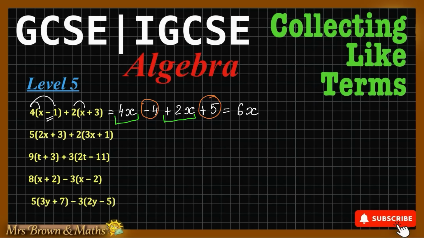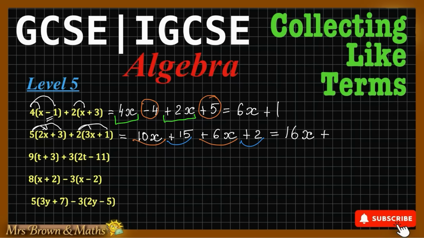Next question. 5 times brackets 2x plus 3 plus 2 times brackets 3x plus 1. Expand and simplify. 10x plus 15 plus 6x plus 2. 10x plus 6x gives me 16x, and 15 plus 2 is 17. So the final answer is 16x plus 17.